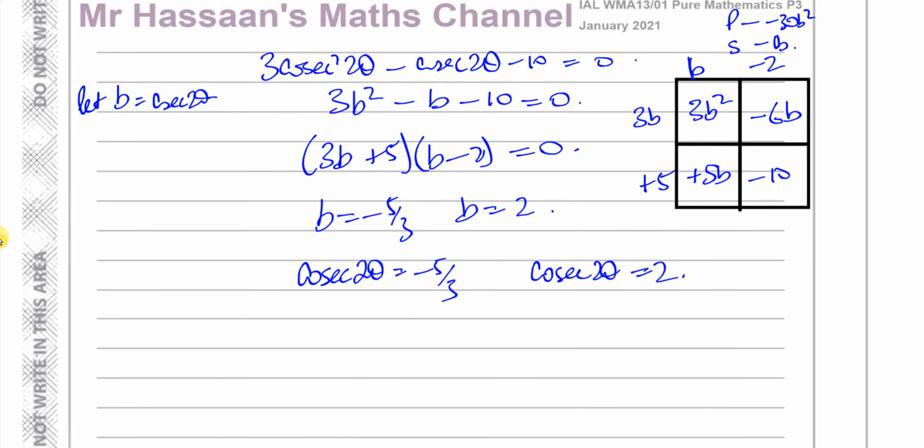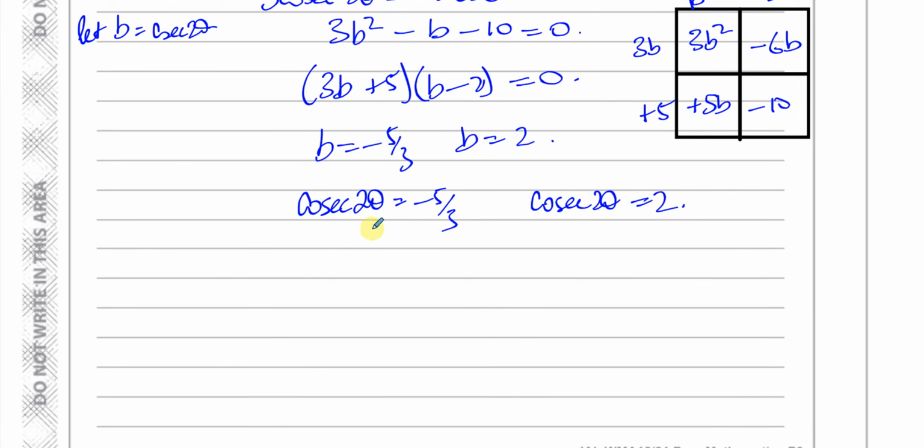Now I'm going to use the fact that this is the reciprocal of sine. So if cosec 2 theta equals minus 5 over 3, then the reciprocal, sine 2 theta, will be minus 3 over 5. And similarly, the sine of 2 theta here is going to be a half, 1 over 2. The reciprocal of this is equal to the reciprocal of that. That makes it more familiar. Now we have our limits.